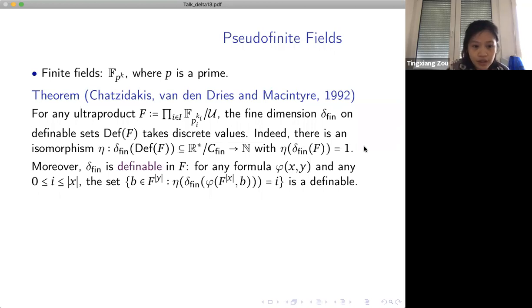And moreover, the dimension is definable. For any formula phi(x,y), where you think of x as the variable and y as parameters, then for any dimension i, you can look at the set of parameters b such that the definable set phi(x,b) has dimension i. This set of parameters is definable, for every i.